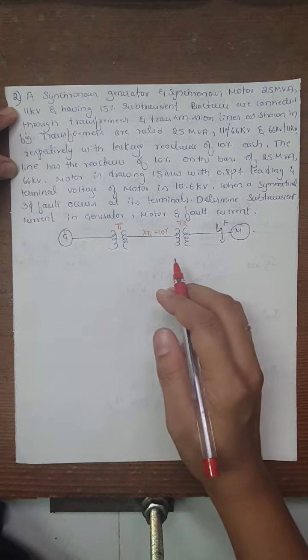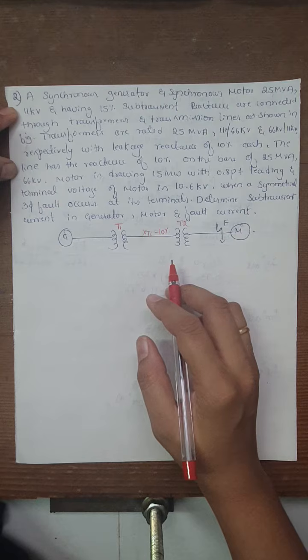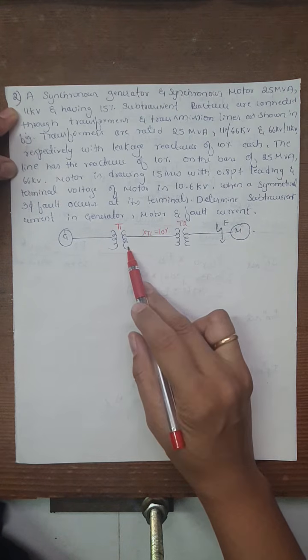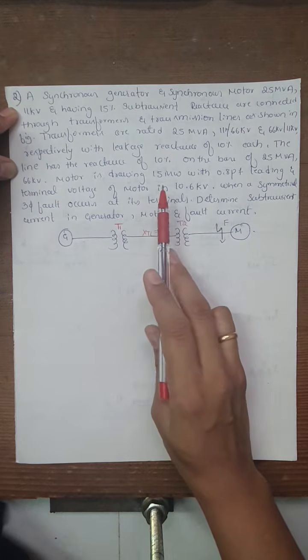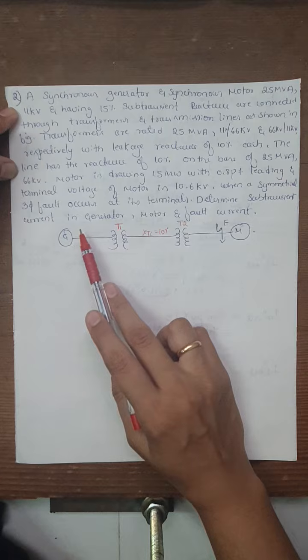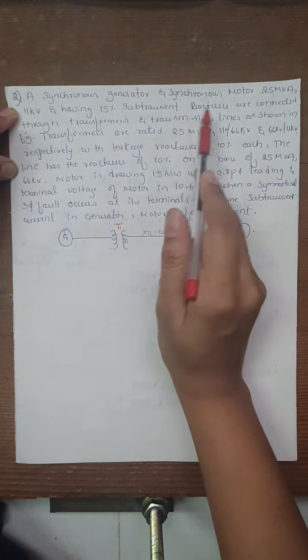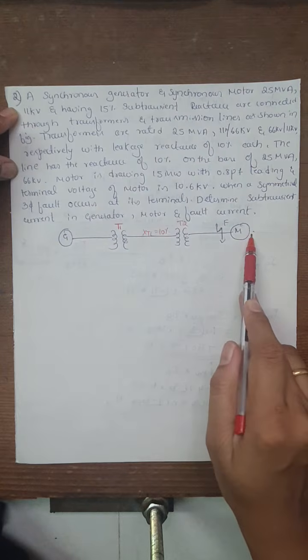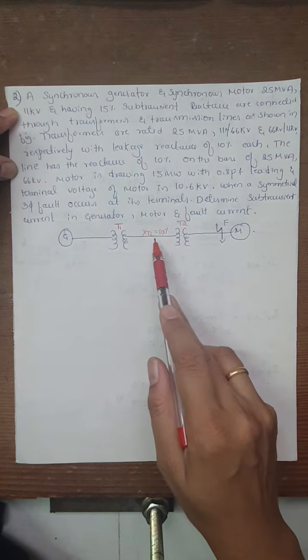In today's session, in module 2, I am solving the second problem on symmetrical fault analysis. So this is the given problem. Here you can observe the generator and motor both have the same ratings of 25 MVA, 11 kilovolt and 15% subtransient reactance, and these two, generator and motor, are connected with the help of two transformers and a transmission line.